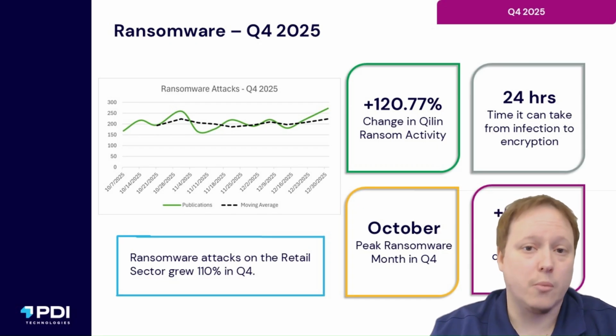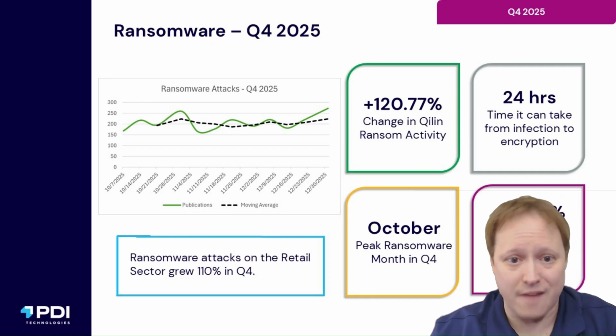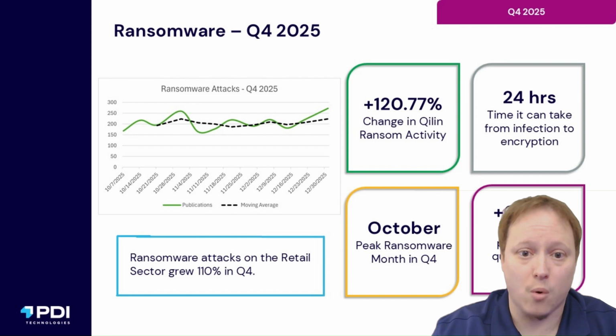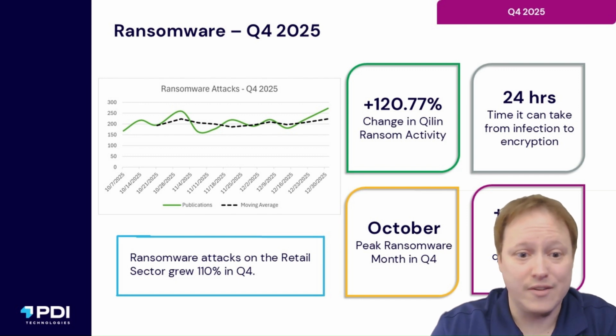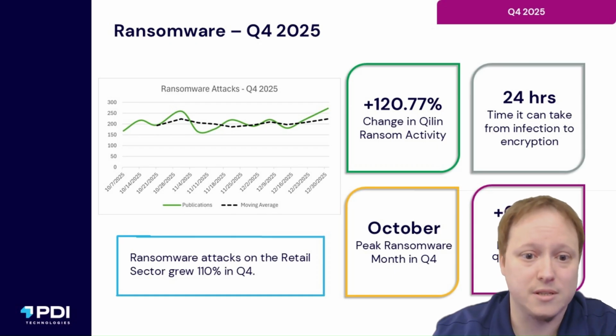The largest sector that we saw an increase against was the retail sector when we compare Q3 to Q4. With that being said, every sector from Q3 to Q4 saw a very large increase of at least 25% or above, some seeing very dramatic increases.